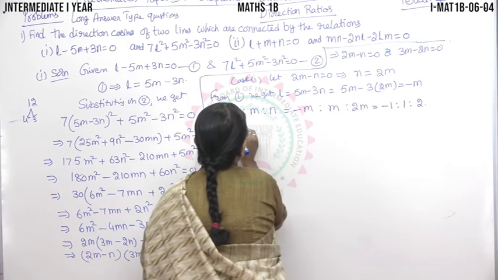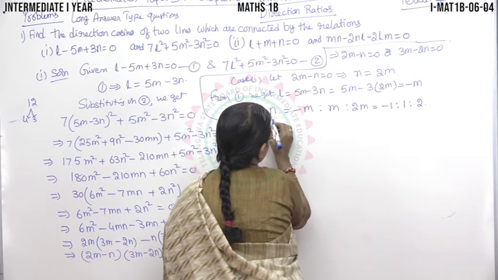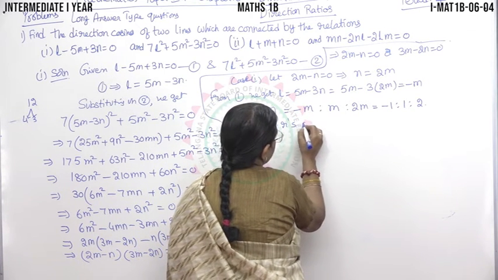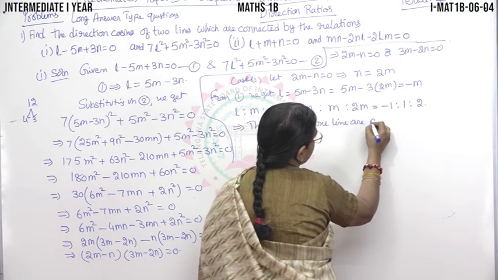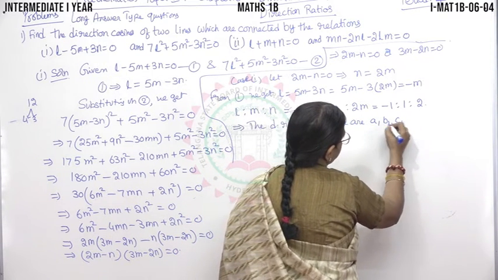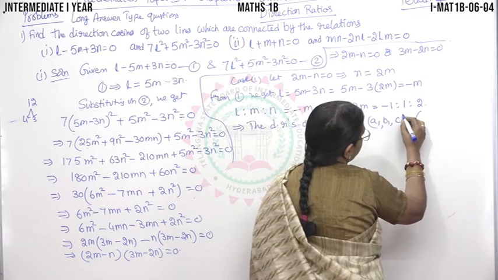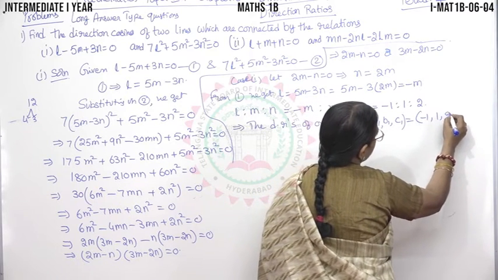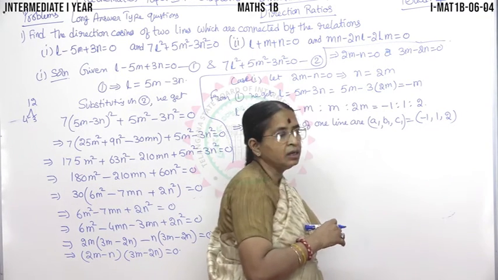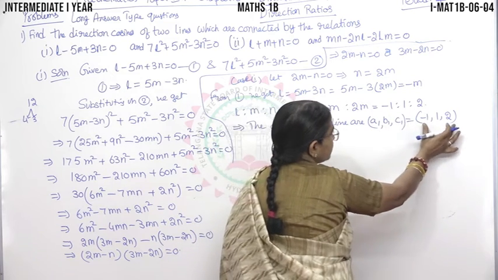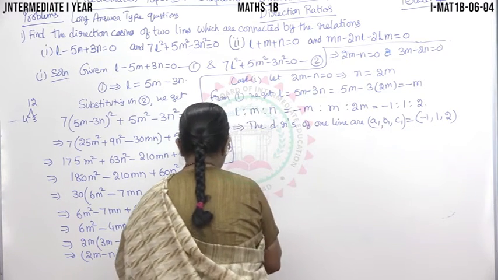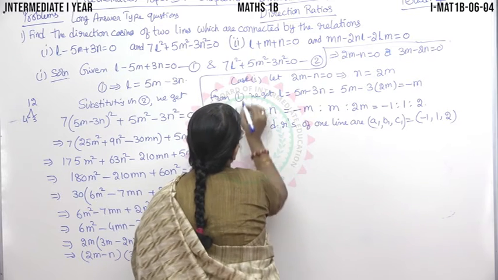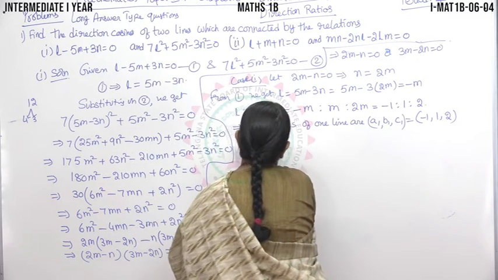So after writing like this, you can write, therefore the direction ratios, the DRs of one line, are A1, B1, C1 is equal to minus 1, 1, 2 like this. You can just write the ratio values. They become the direction ratios of one line. Okay, this is case 1. Now you take case 2.